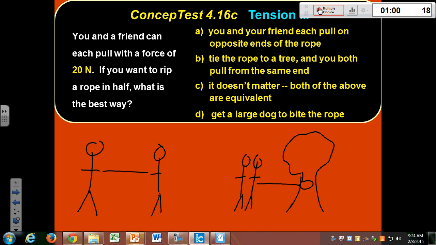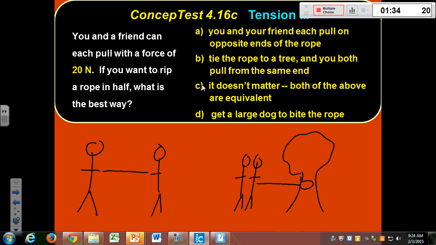All right, I'm going to stop at 110. Actually, no, I want to talk about this for a second. So we've already said that if I have these guys pulling on the rope, what's the tension in the rope? If one guy's pulling 20 newtons, the other guy's pulling 20 newtons, what's the tension in the rope? 20 newtons. All right, so now in scenario B, what is the tension in the rope?